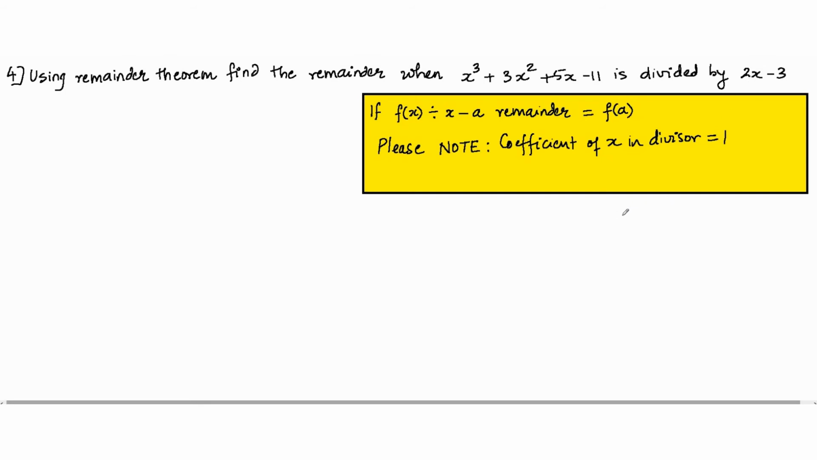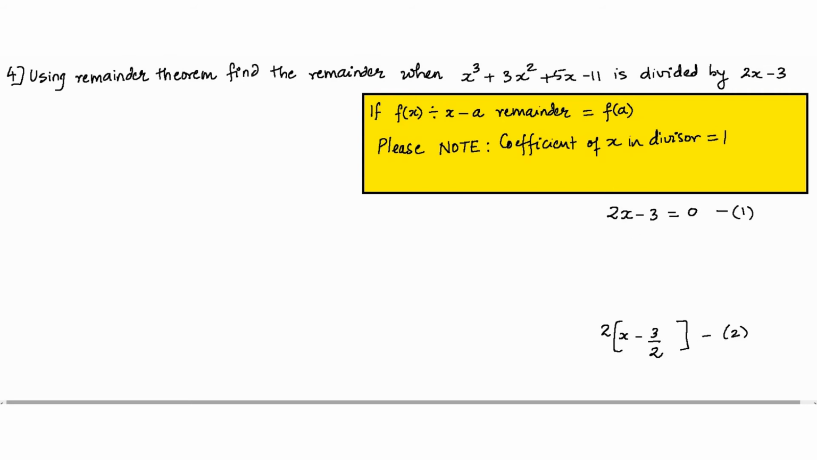So if I want to find the value of a, what I will do is, let me equate 2x minus 3 to 0. Again, there are two ways of doing it. Either you equate 2x minus 3 to 0. That's one way. The other method is you take the 2 out of the divisor as common. So it becomes 2 times x minus 3 upon 2, right? This is the second way of looking at it.